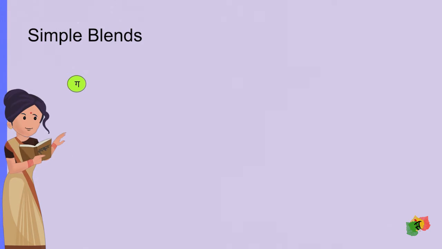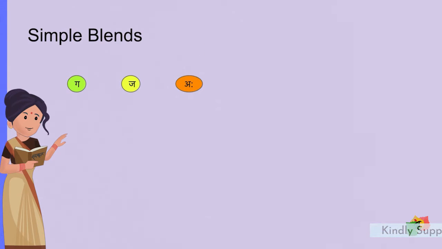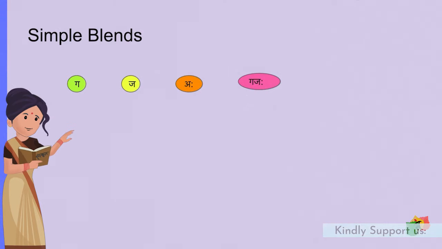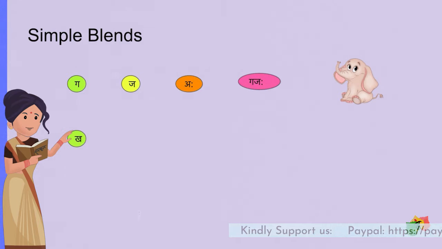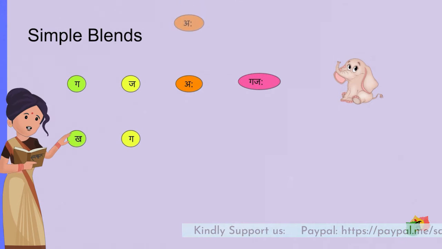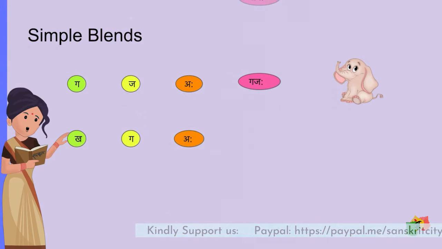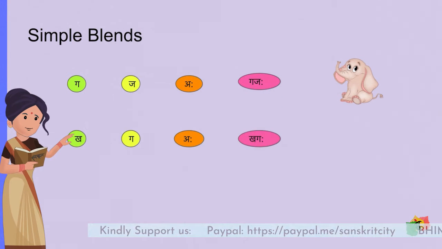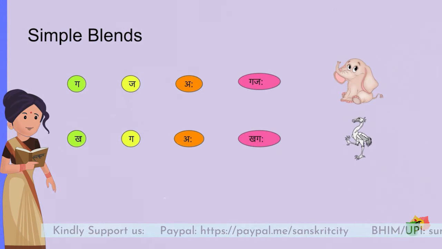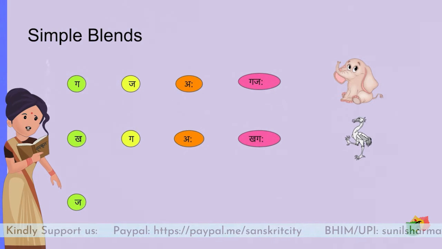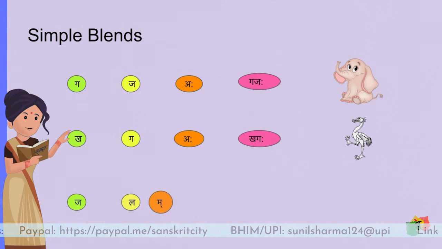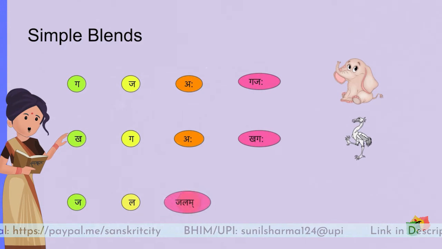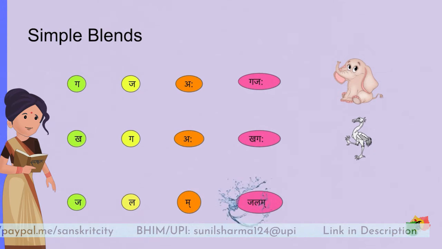When ga joins with ja and aha, it makes the word gajaha, which means elephant. When kha joins with ga and aha, it gives the word khagaha, which means crane. When ja joins with la, it gives the word jalam, which means water.